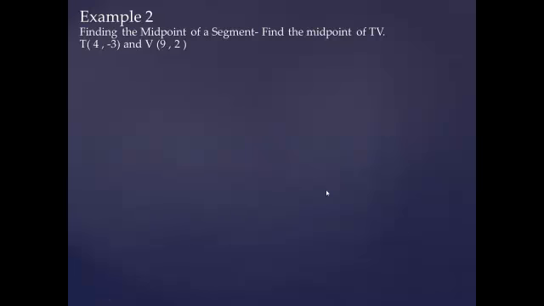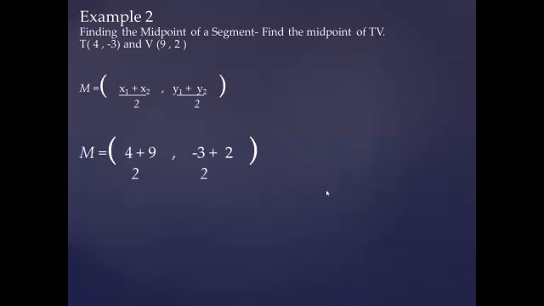Example 2. Now we're going to find the midpoint of a segment. We're going to find the midpoint of segment TV. T is at 4, -3, and V is at 9, 2. We're going to use our midpoint formula, which to find the x of the midpoint, we're going to take x1 plus x2 and divide by 2. And find the midpoint of the y. For the y coordinate, we're going to take y1 plus y2 and divide by 2.